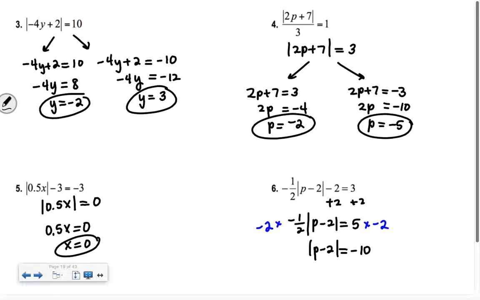Logan, what do you think? Absolute value equals negative 10. Hey, you guys aren't Logan.